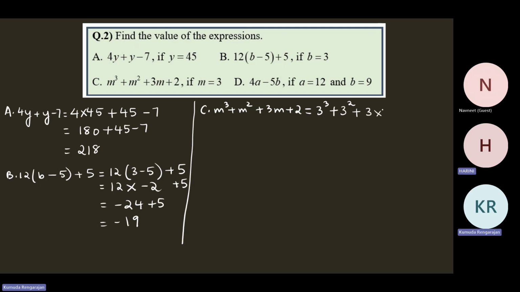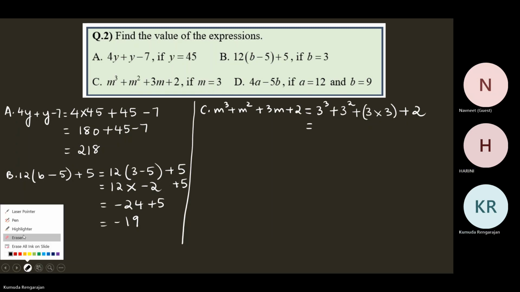No, you should not say 3 into m. You should say 3 into 3. You can put it in a bracket, because 3 into 3 you should do. Plus 2. 2 should be written as 2. Wherever there is m, you should substitute 3, because it is given that m is 3. 2 will be 2 only.